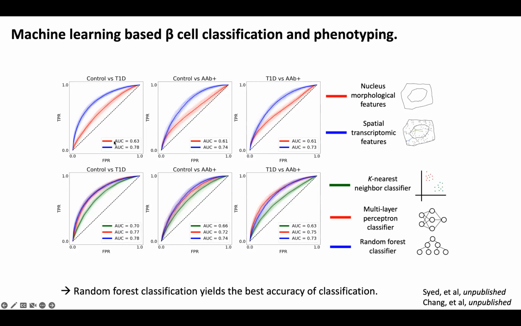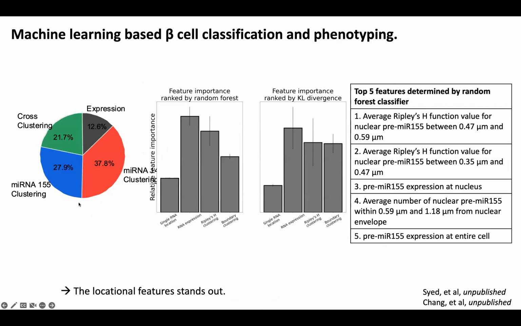In other words, we validate and confirm that the RNA features stand out as the major metrics that we can use to classify beta cells from healthy patients or from patients with type 1 diabetes. A very interesting thing from this classification is that it gives a ranking of importance of the features. The top five features determined by this classifier include the clustering around the nucleus, the clustering in another region of the nucleus, and also the expression level in the nucleus. All of this indicates that clustering is an important feature for the microRNA in the beta cell.